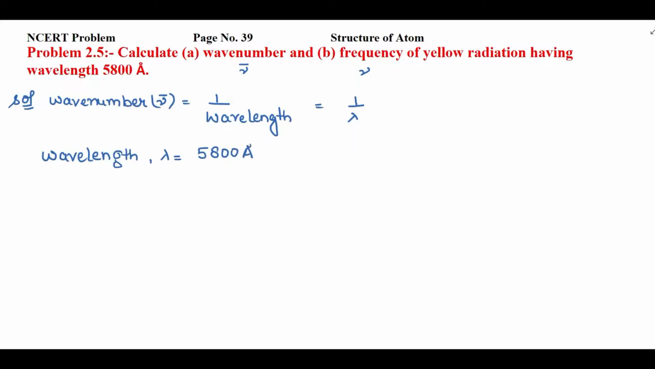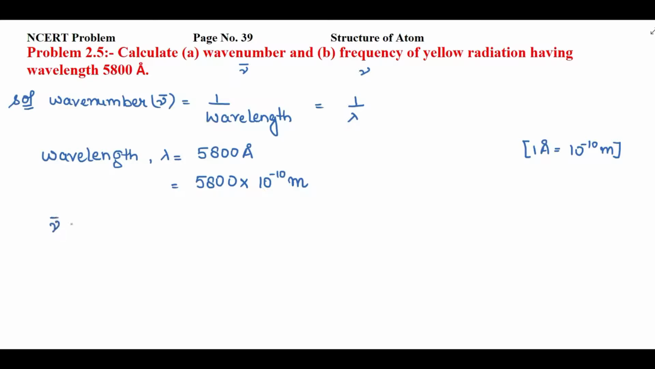5800 angstrom. First of all, I'll convert this value into SI unit, right? So in 1 angstrom, there is 10 raised to power minus 10 meters. So in bracket, you can write 1 angstrom is equal to 10 raised to power minus 10 meter. So I'll convert this value into meter: 5800 into 10 raised to power minus 10 meter, right? Now let's put the values.